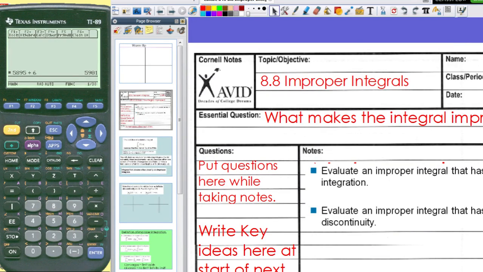Let's begin. So the definition of a definite integral, you know this, is the limit from a to b of f of x dx. The interval has to be finite. That's what we've done before. And also, the function f has to be continuous.